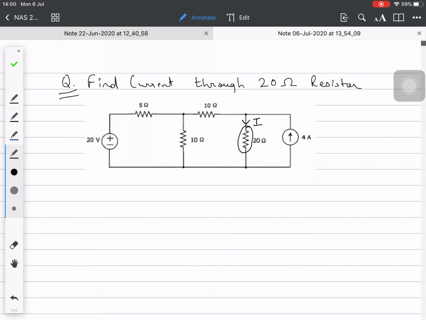Now as you can see, there are two sources in the circuit. One is a 20 volt voltage source and the second one is a 4 ampere current source. So we have many methods to solve this circuit. Either we can use KCL, KVL, mesh analysis, or nodal analysis. All these methods we have studied in the lectures of unit 1. But here we will use the superposition theorem.